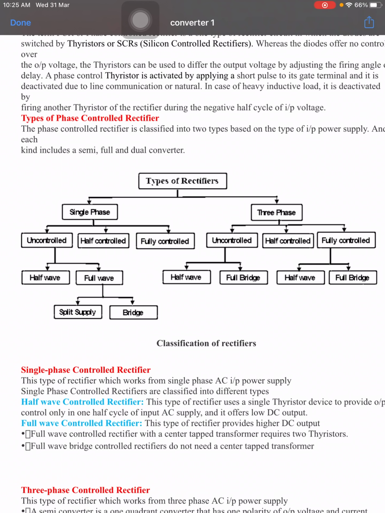That means when we are applying the voltage, T1 and T2 should be on and T3 and T4 should be off. The major difference between single phase half wave and single phase full wave is that in half wave we only use one thyristor, and that thyristor we have to control. In full wave, if you take two thyristors, one is on and the remaining one should be off. When you take a bridge with four thyristors, two thyristors are on and two are off.